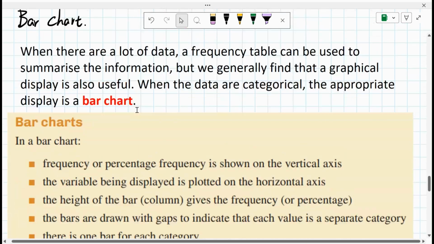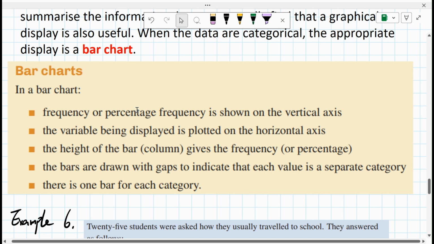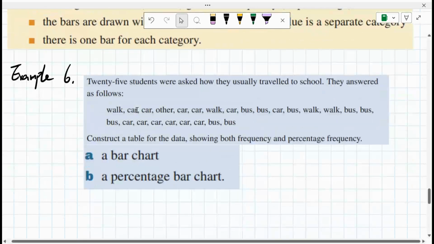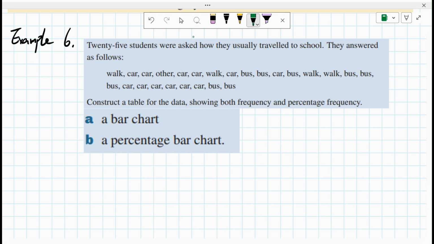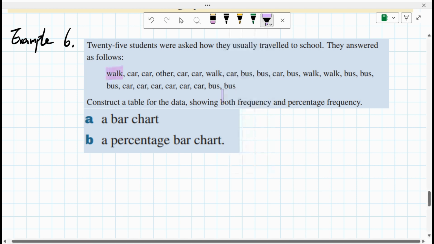Perfect. And then we move on to the bar chart, which we're going to learn very, very soon. So please copy the bar chart, and I'll give you a minute or two to copy. You can pause the video and copy that down. After that, we're going to start the questions: 25 students were asked how they usually travel to school, and we're going to try to make this happen. Okay, first thing, walk.